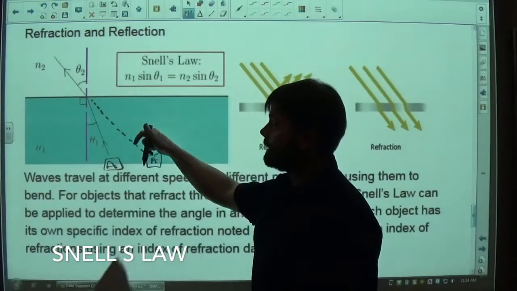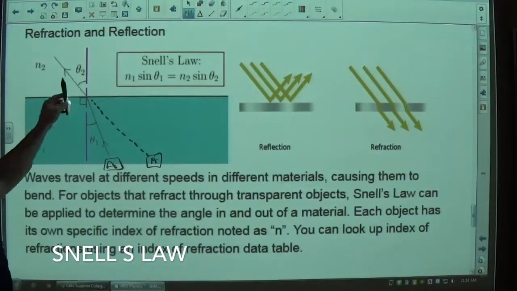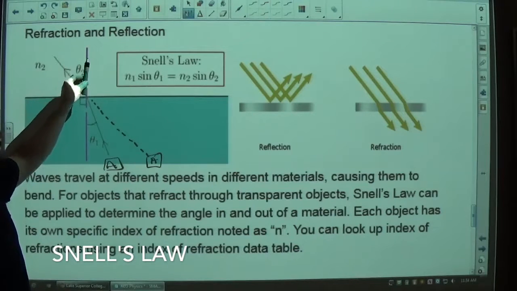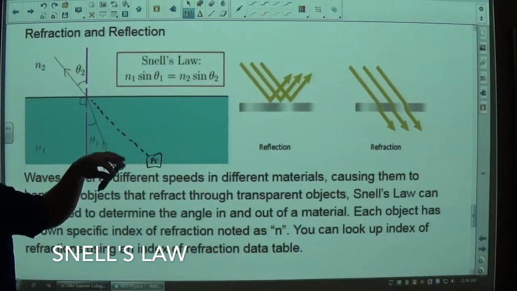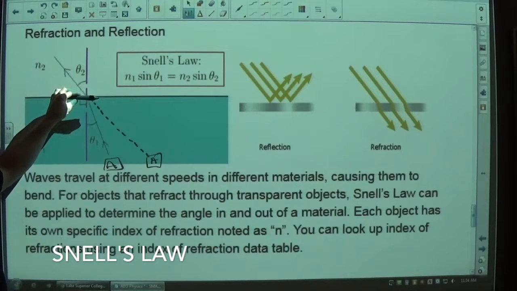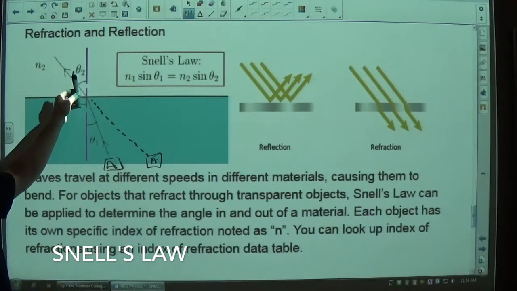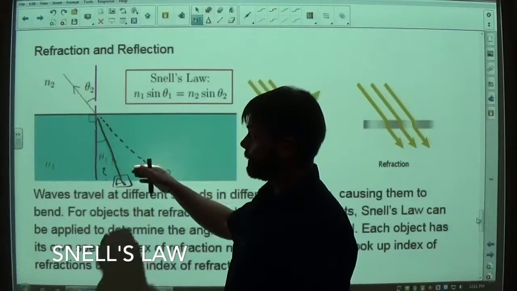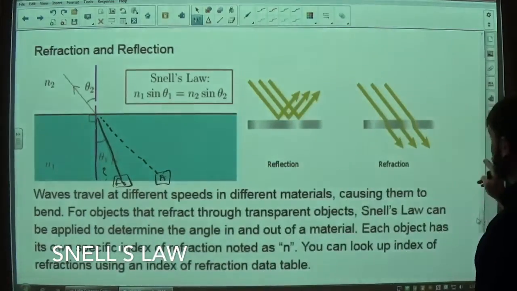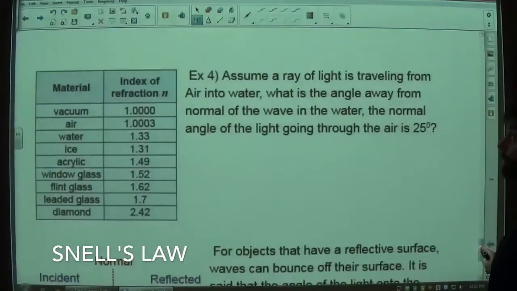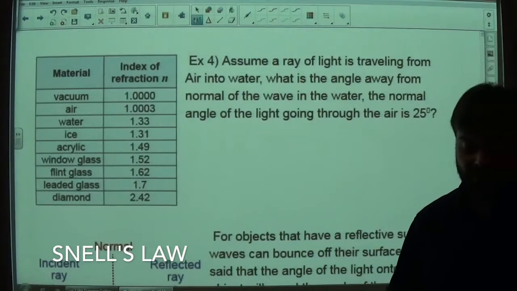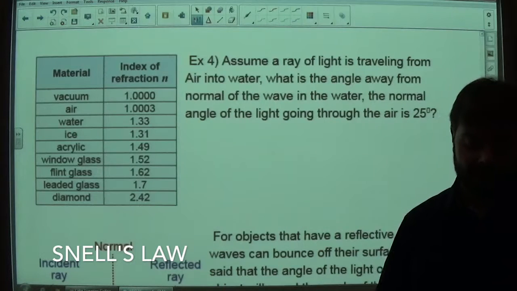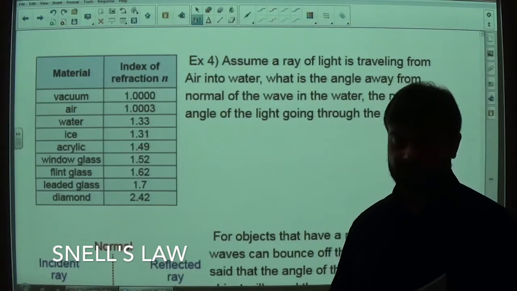And then the sine of theta is you're taking the sine of the angle away from what they call the normal, which is the line perpendicular to the surface. So if the surfaces were horizontal, the normal line is perpendicular to the surfaces that are making contact, the air and the water. So if we scroll down below, we'll do a little application here on example number 4. It says, assume that a ray of light is traveling from air into the water, just like our example up above. What is the angle away from normal of the wave in the water if the angle of the light going through the air is 25 degrees?